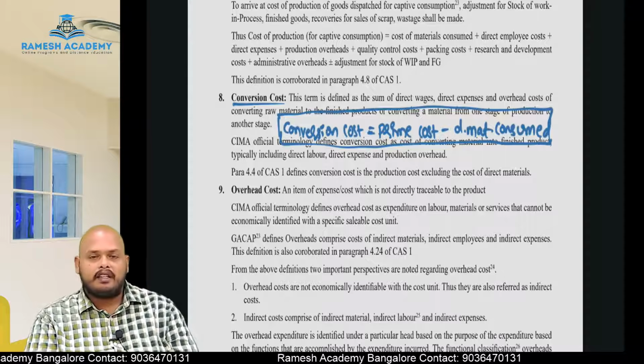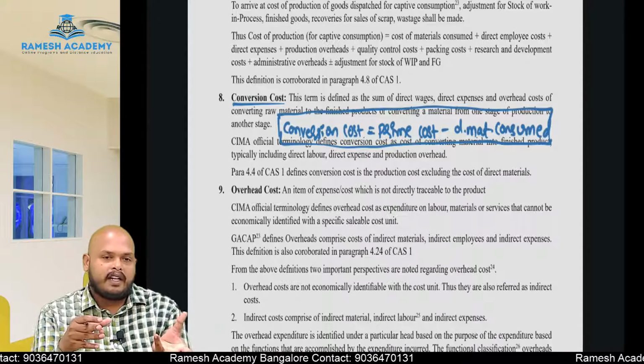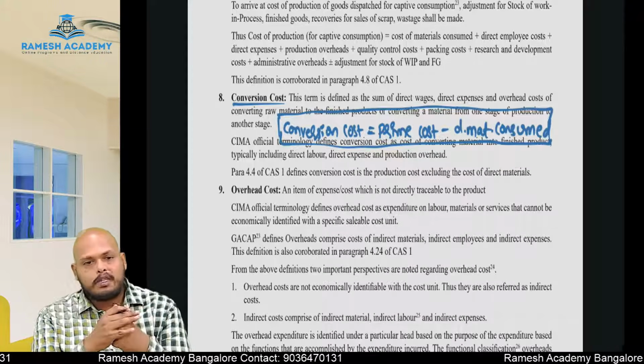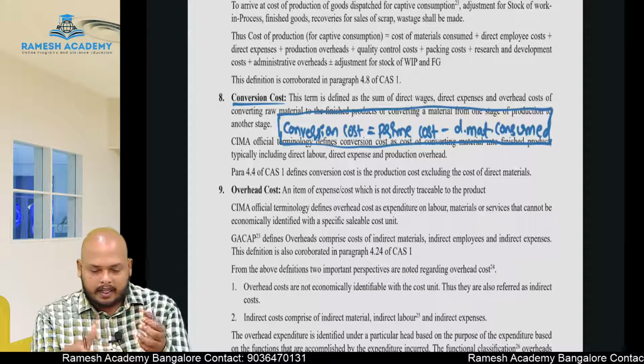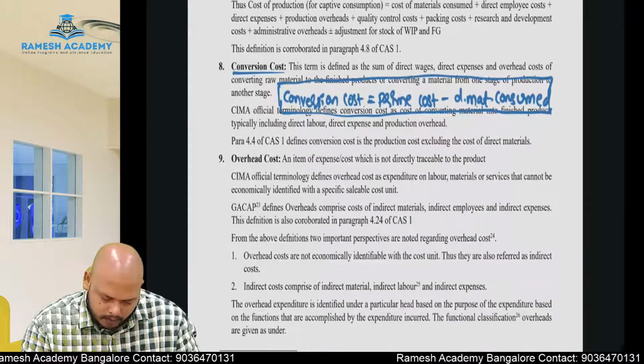Again, we'll discuss this in the cost sheet. Conversion cost is basically other than raw material. By definition, it is the cost we incur to convert a raw material into finished goods; that we'll call a conversion cost. The technical formula is: prime cost minus the direct materials consumed.